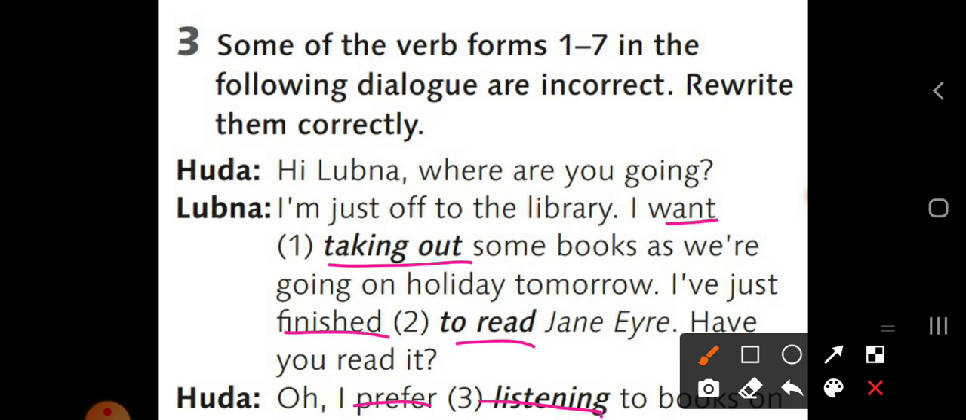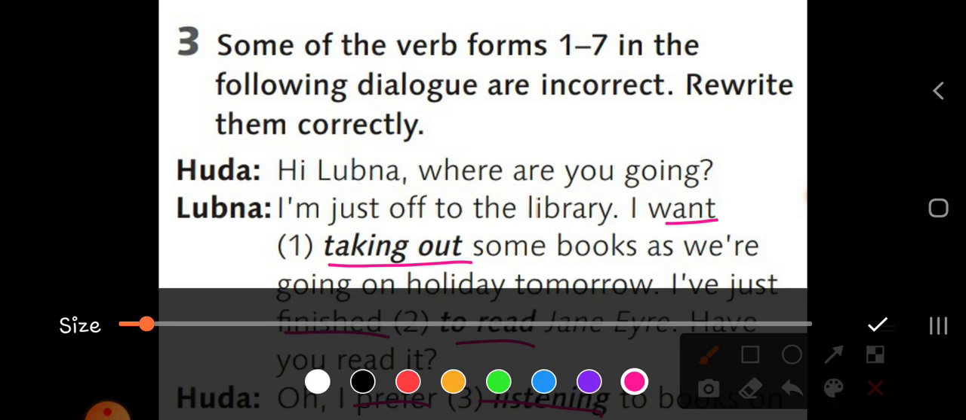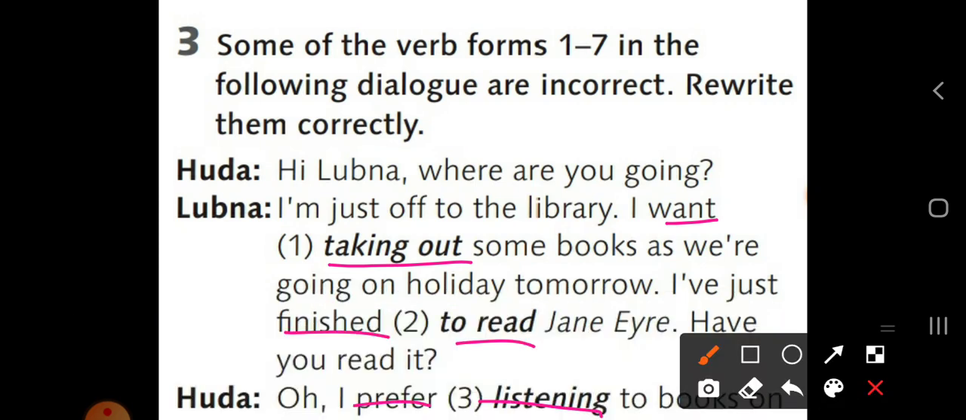Huda and Lubna. Huda: Hi, Lubna. Where are you going? Lubna: I'm just off to the library. I want taking out some books as we are going on holiday tomorrow. I've just finished to read Jane Eyre. Have you read it?